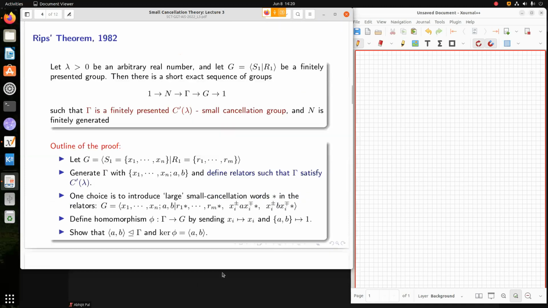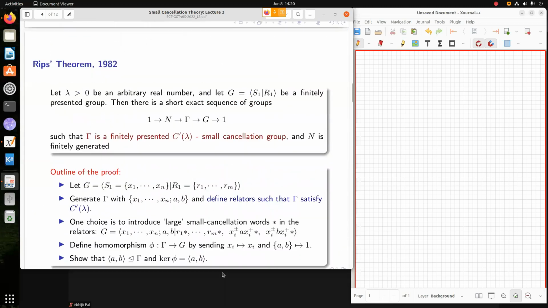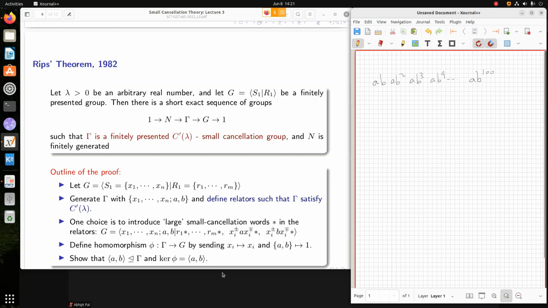For a choice of star, we can take a word, say, in these new letters A and B, because these letters A and B will be sent to the identity. So we take a small cancellation word, maybe let us look at something we talked about last time as well, I guess. Say a b square, a b cubed, a b to the 4, say up to a b to the 100.